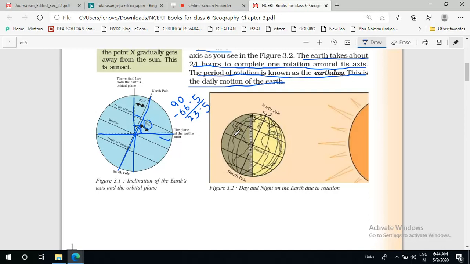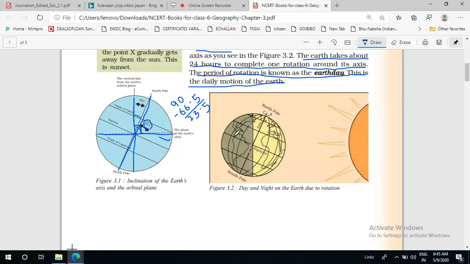Okay, and another importance of rotation is that the earth is always moving on its axis, and because of this movement there is some time during these 24 hours when a part receives sunlight. There is some time during these 24 hours when that part is not receiving the sunlight. So when the part is receiving the sunlight, then it becomes warmer. In the daytime you must be experiencing warmer conditions in comparison to the night.